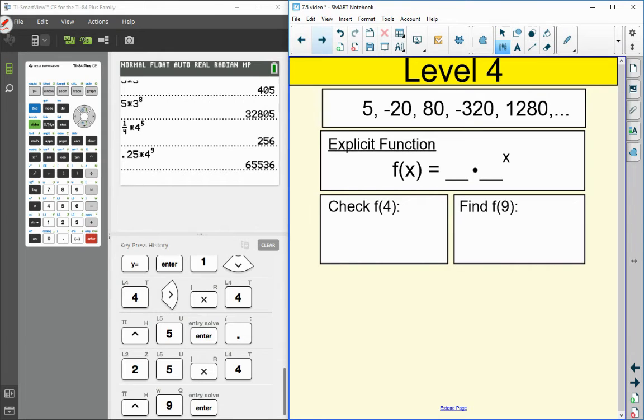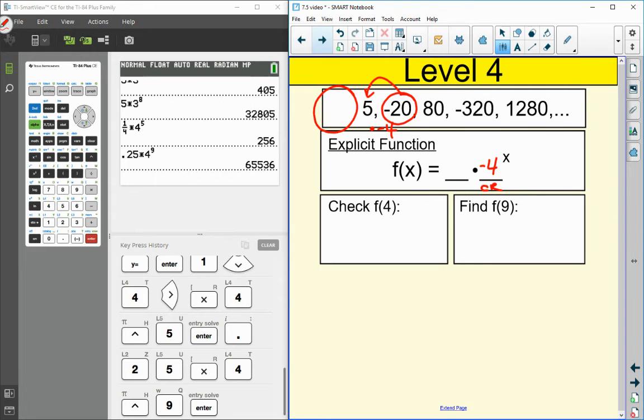Now we're going to decide what each of our numbers are. So first step, I'm going to take -20 and I'm going to divide it by 5, and that tells me my constant ratio. Remember, the constant ratio goes in this blank. -20 divided by 5 is telling me that I'm timesing by a -4. So I'm going to plug -4 in there.